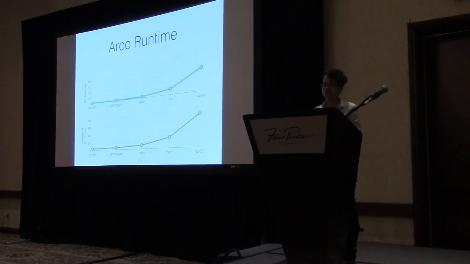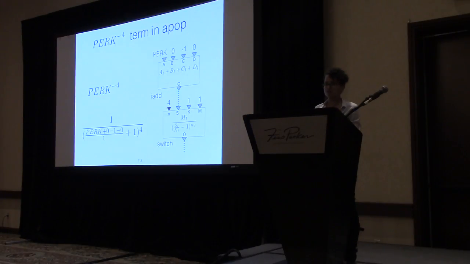Arco is able to synthesize these configurations at a rate that is roughly linear to the number of equations in this dynamical system. At least that's what we observed empirically. To give you a feel for the kinds of patterns that it used to synthesize certain equations, take this example of the perk to the -4 term in the apoptosis benchmark.